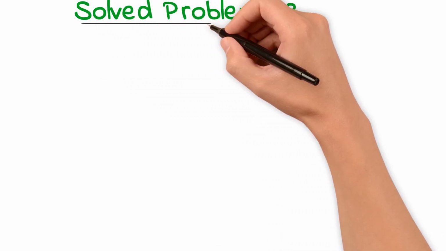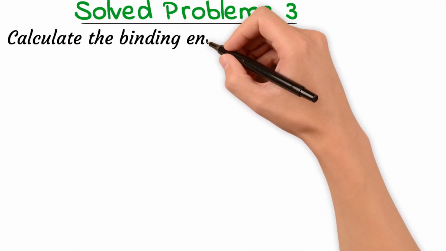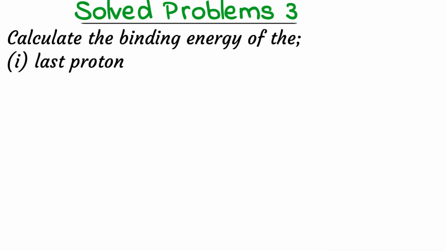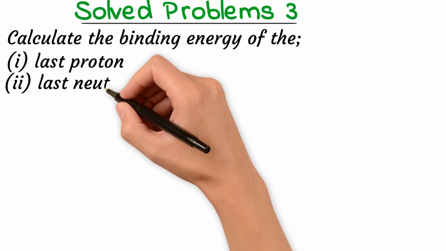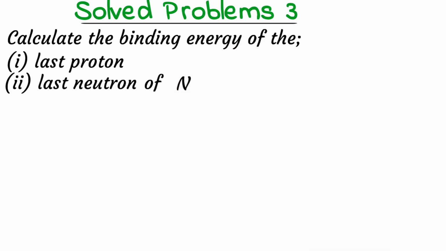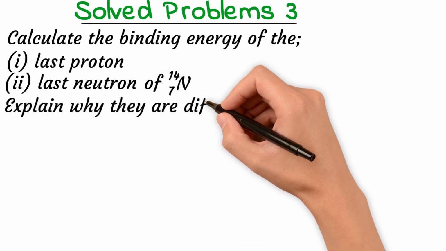We continue with solved problems, and today we're going to talk about solved problem 3. The question reads: calculate the binding energy of the last proton and the last neutron for the nitrogen-14 nucleus. And after doing it, we realize that the values are different, so we're going to explain why the values are different.